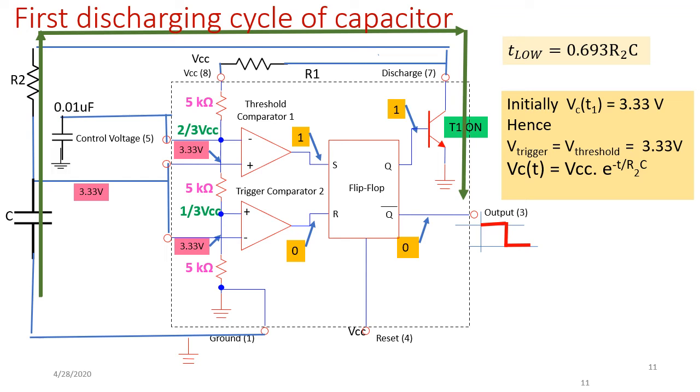At the time of discharge, the voltage across the capacitor will be VCC e to the power minus t by R2C. So again the capacitor will discharge. It will start discharging from 2/3 VCC, and it will discharge up to 1/3 VCC. It will not go down to 0 again. It will only discharge up to 1/3 VCC. What will happen next? Let me show you in the next cycle.